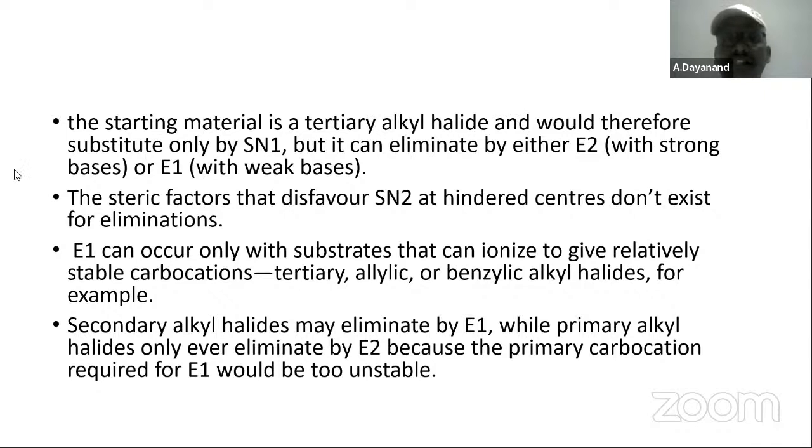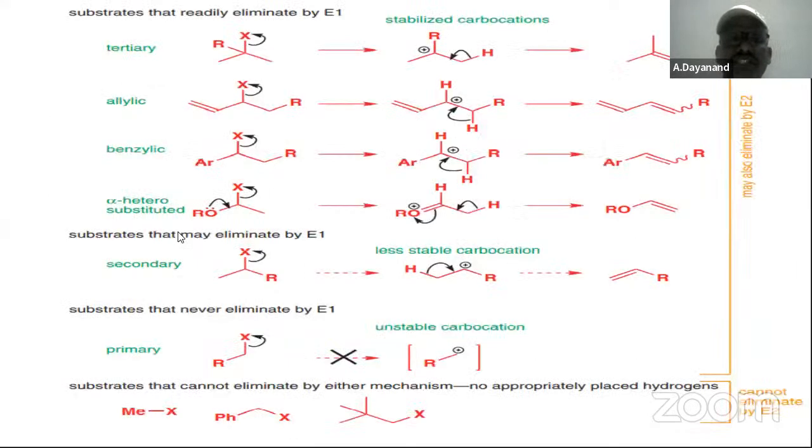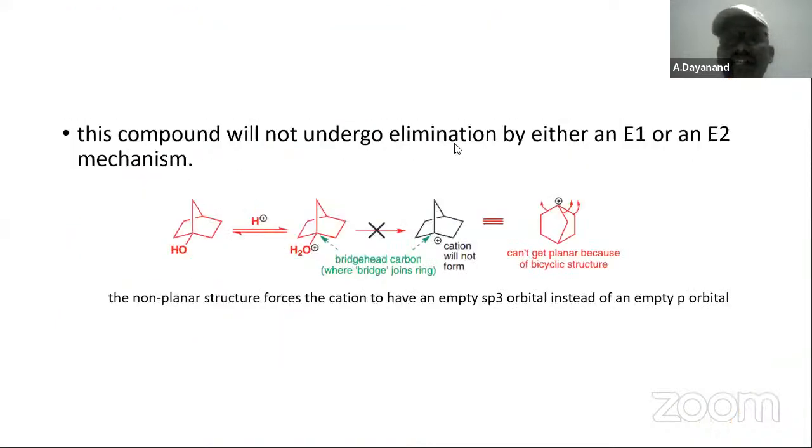The steric factors that disfavor SN2 at hindered carbons do not exist in elimination. Steric factors are not going to be there in elimination reactions. Okay, all these are undergoing E1 elimination reactions only. I will wind up, don't worry. This compound does not undergo elimination by either E1 or E2 reaction.